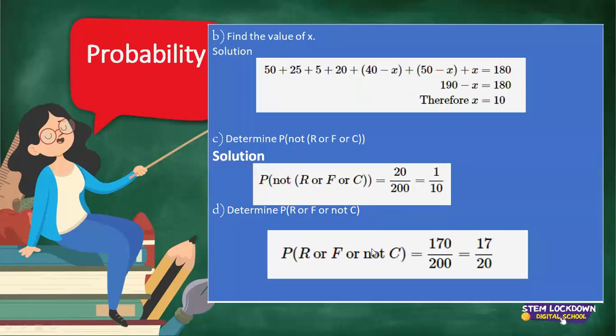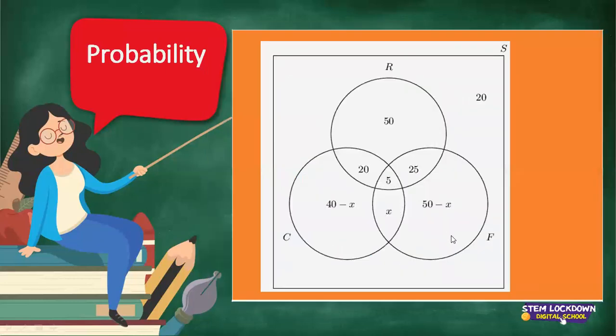That is done. So the next question, find the value of x. So how do you find the value of x here? To find the value of x, we add everything together, and then we equate it to 200. We say everything equals 200.